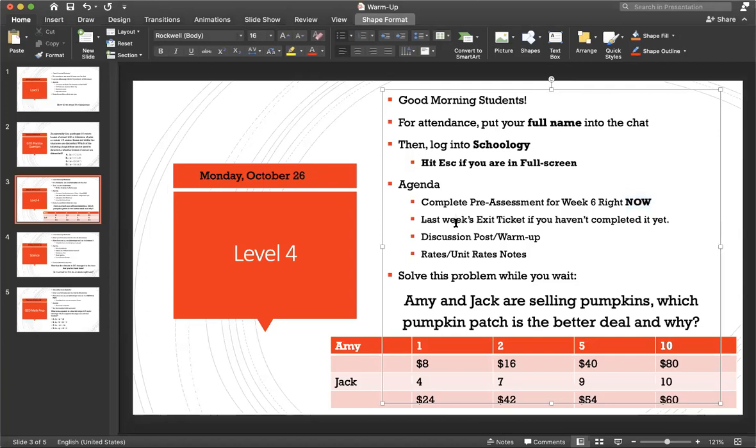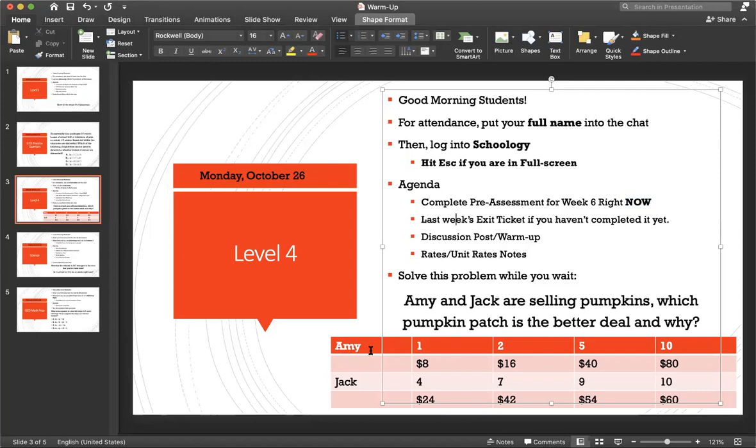The next thing is going to be this warm-up that we have in front of us. We're going to take a look at this warm-up and we're going to look at our discussion post. But the warm-up says, Amy and Jack are selling pumpkins. Which pumpkin patch is the better deal and why?